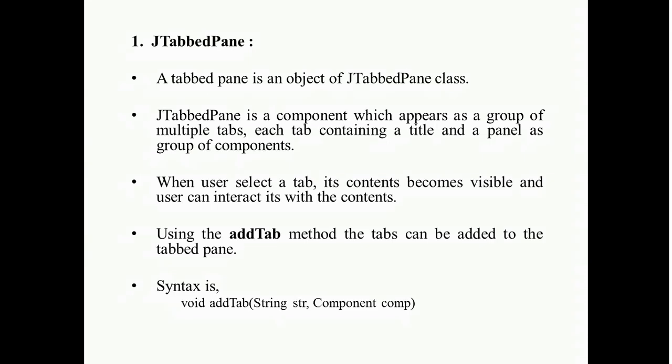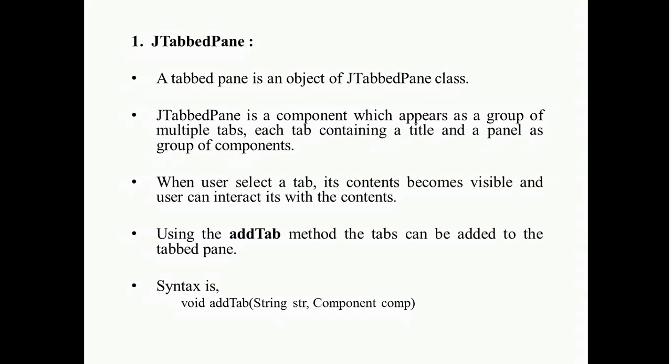When the user selects a tab, its content becomes visible and the user can interact with the content. So when a particular tab is clicked, the components of that tab are displayed in the window. Tabbed pane is a very common feature of the graphical user interface. And a tabbed pane is an object of the JTabbedPane class.